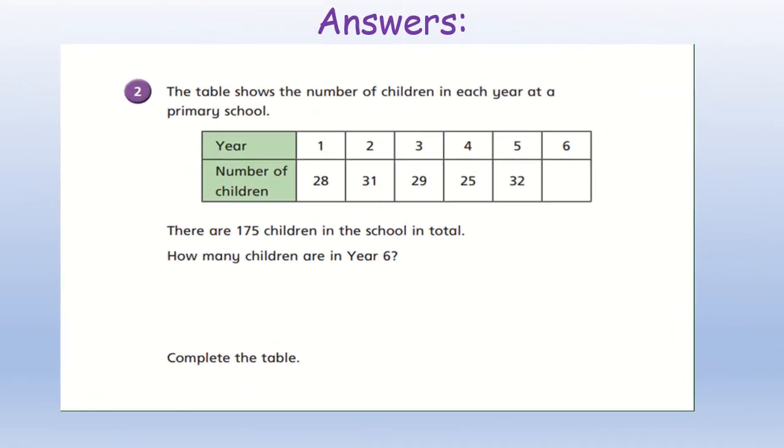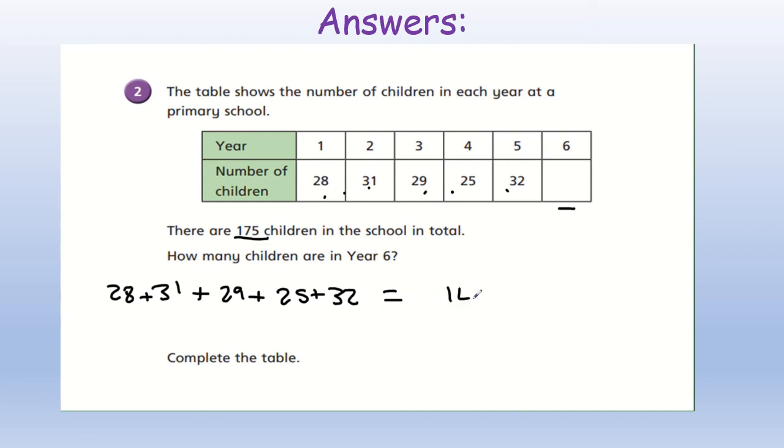So for this table, we just need to work out the number of children in year 6. We're told how many there are altogether, and we know how many are in all the other classes. So we need to add together all the other classes first. So 28, add 31, add 29, add 25, add 32. Will give you the total amount of children in years 1 to 5.